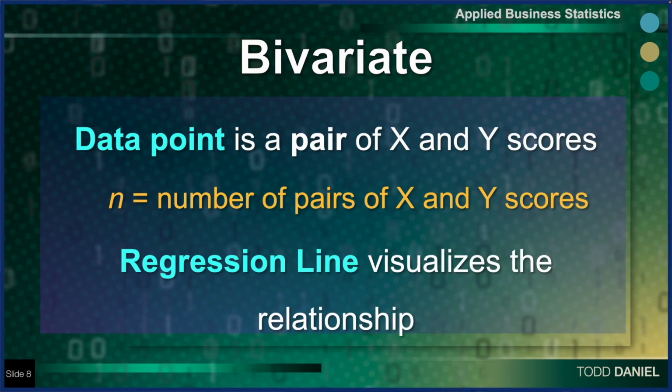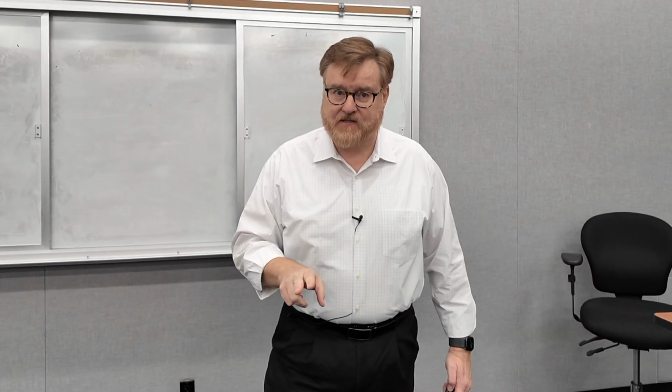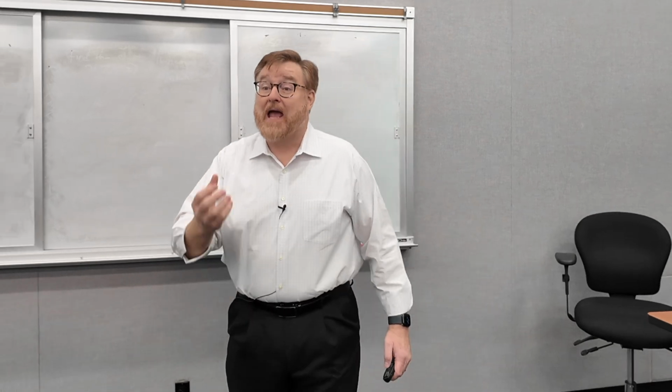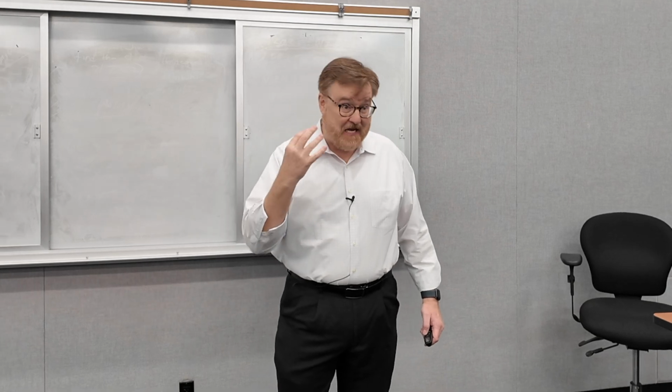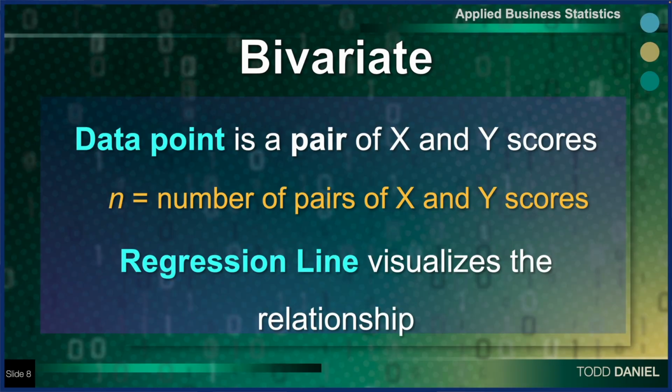When you look at the scatter plot, what you're seeing are data points. Each data point is a pair of x and y scores, where n equals the number of pairs. Each individual is contributing 2 data points. If there are 20 people in our study, we have an n of 20, but there'll be 40 data points, except each one of them has to be paired up. We'll only end up with those 20 pairs.